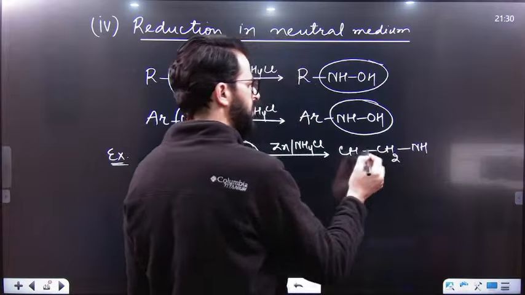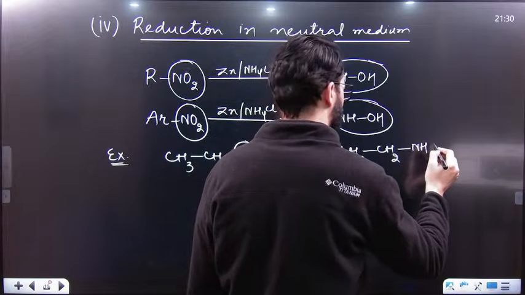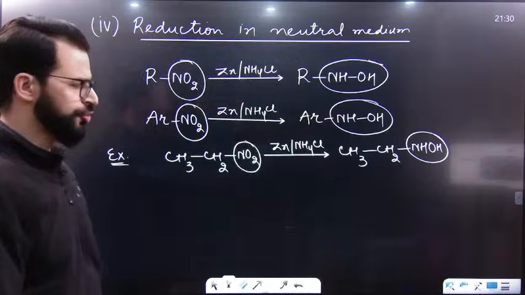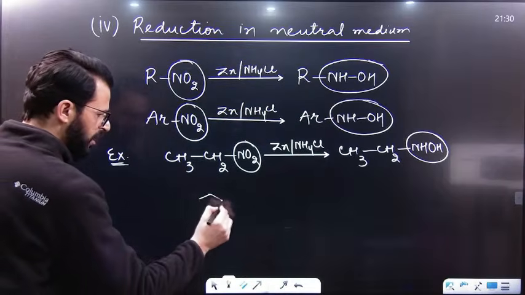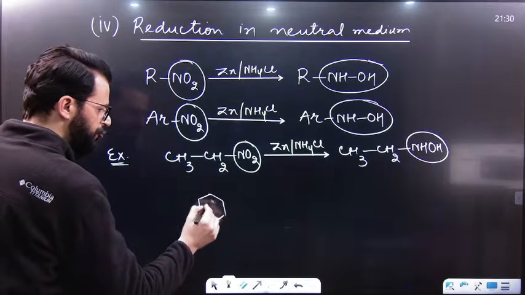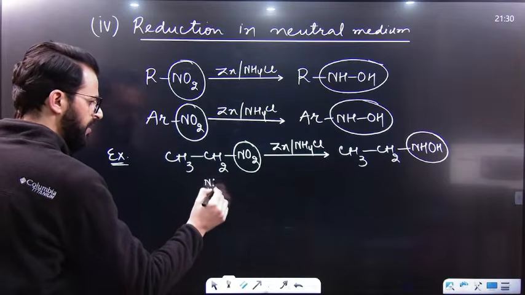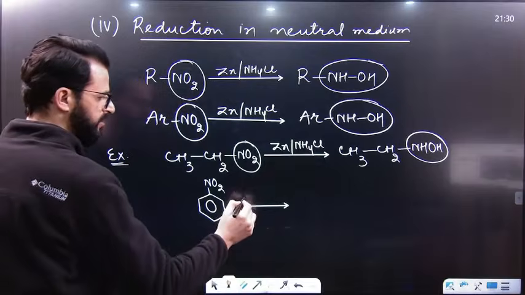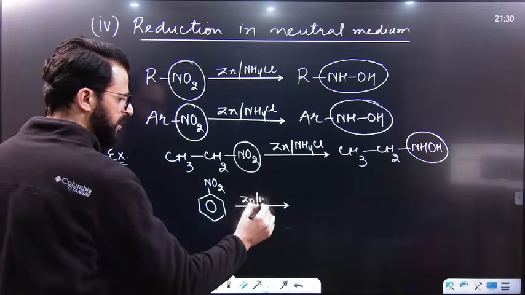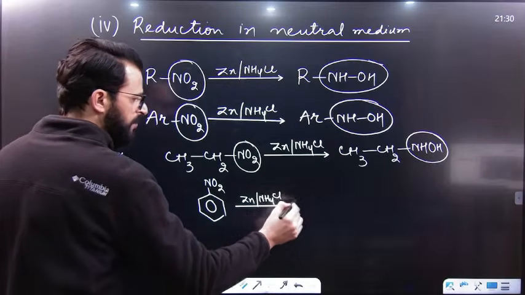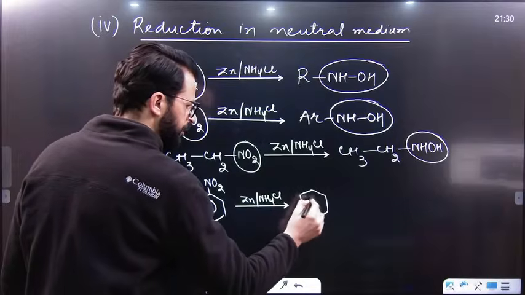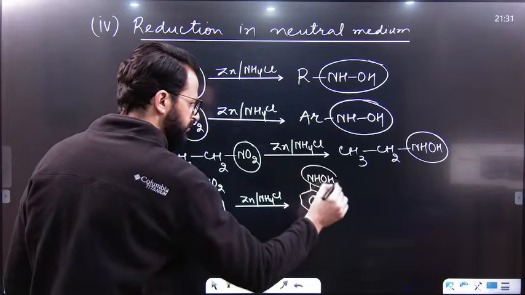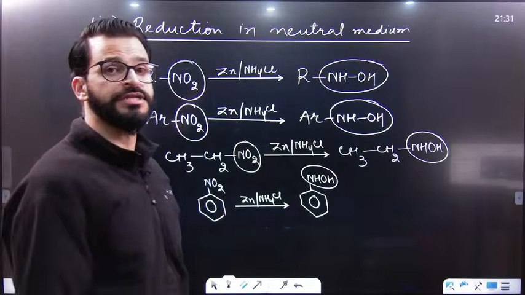It will be N-ethyl hydroxylamine. So it will be like this. Convert NO2 into NHOH. Similarly, if you are having a nitrobenzene, under similar conditions, what will be the product? Product will be NHOH, hydroxylamine.